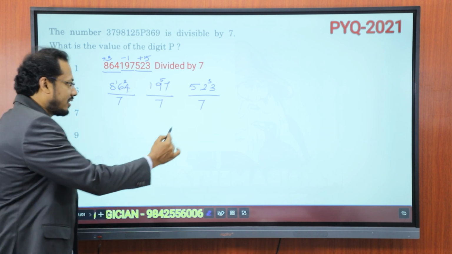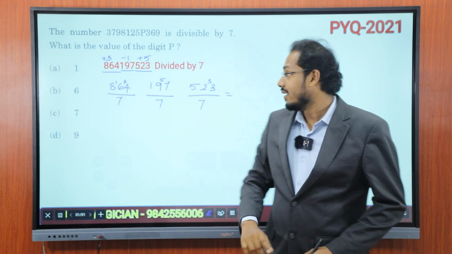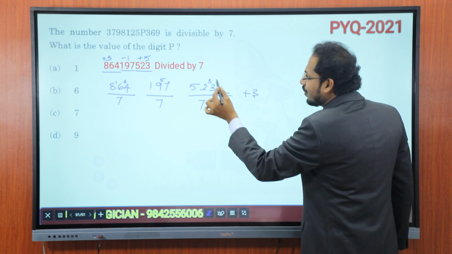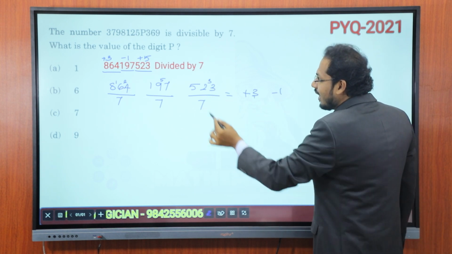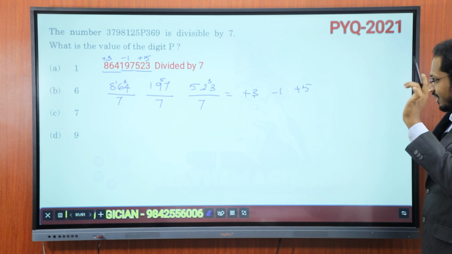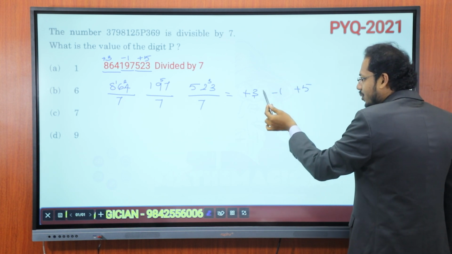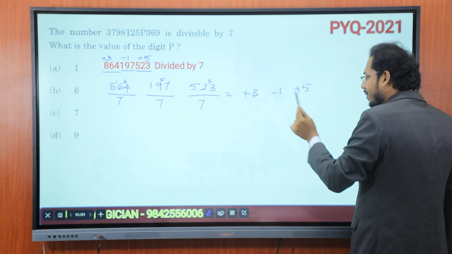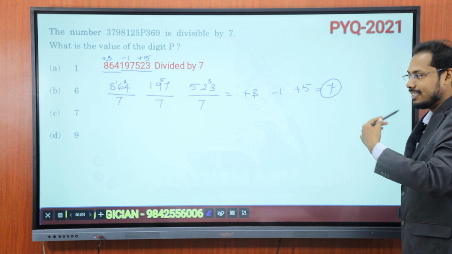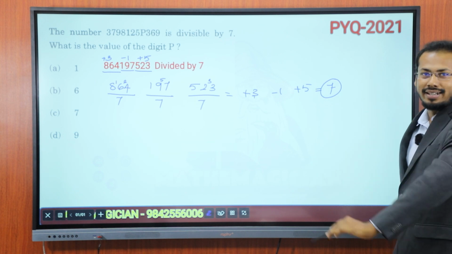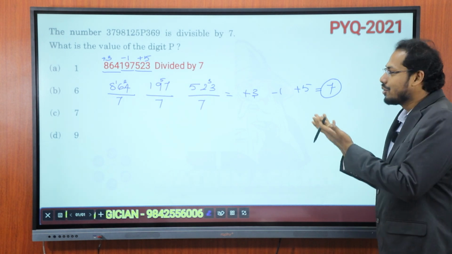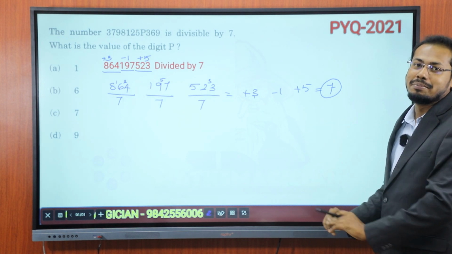Now look at this. Take these remainders. For the first one I got plus 3, for the second one I got minus 1, and for the third one plus 5. Just do this calculation. Minus 1 plus 3 is 2. 5 plus 2 is 7. If I got 7, this number is divisible by 7. Otherwise, if I am not getting 7, it is not divisible by 7. This is the simplest way.